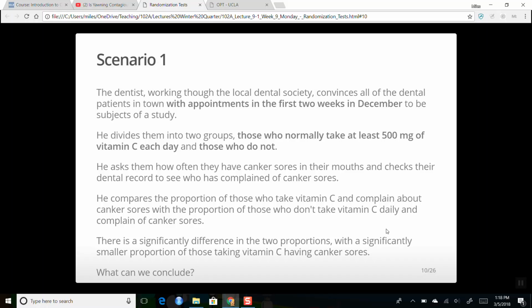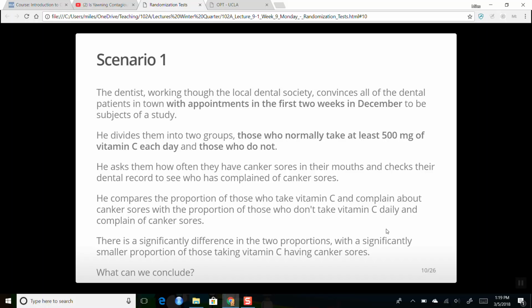Okay, so the dentist, working through the local dental society, convinces all of the dental patients in town with appointments in the first 2 weeks in December to be subjects of a study, all right? He divides them into 2 groups, those who normally take 500 milligrams of vitamin C each day and those who do not. And then he asks them how often they have canker sores in their mouths and checks their dental records to see who has complained of canker sores. He compares the proportion of those who take vitamin C and complain about canker sores with the proportion of those who don't take vitamin C daily and complain of canker sores.